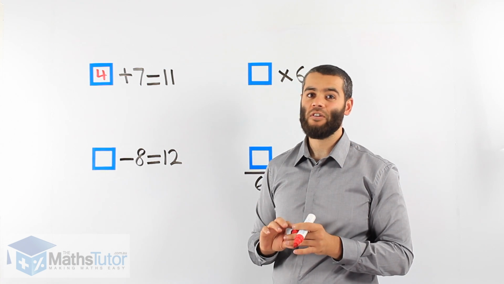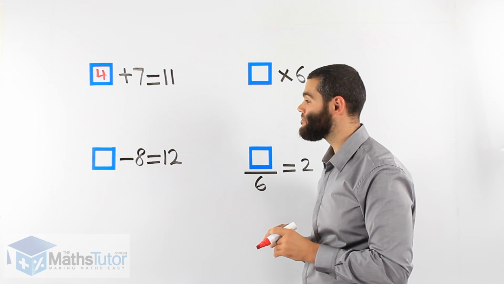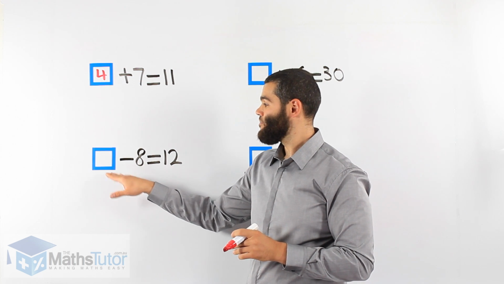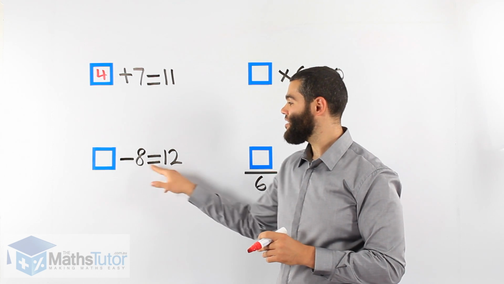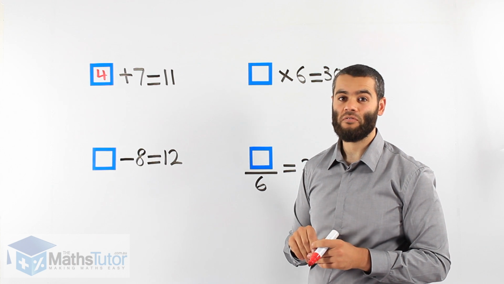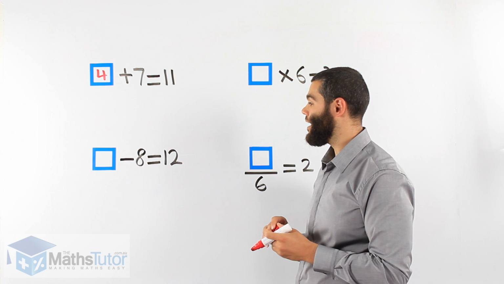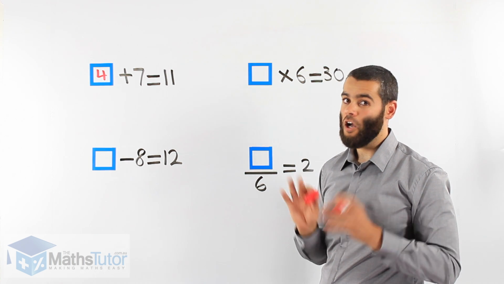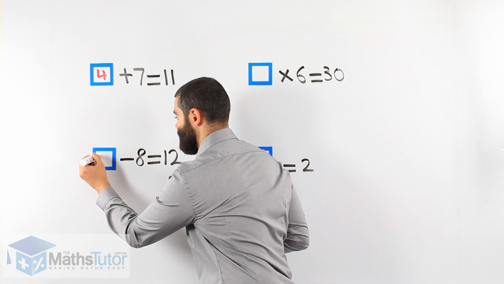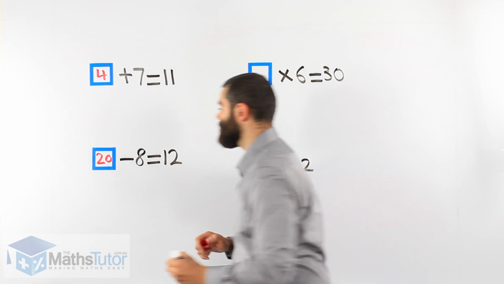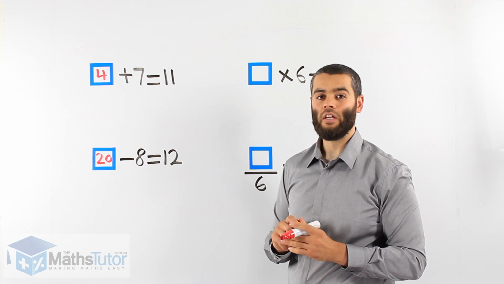I'm not going to ask you how you got it yet. Let's do the next one. Again, something missing, minus 8 equals 12. What's the number? Something take away 8 equals 12. I hope you got 20. 20 take away 8 equals 12.